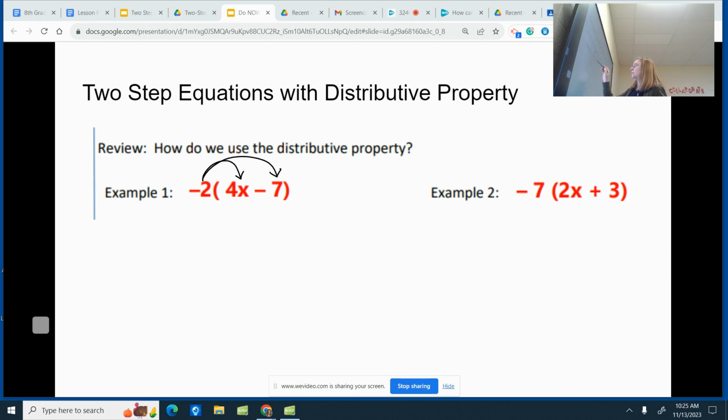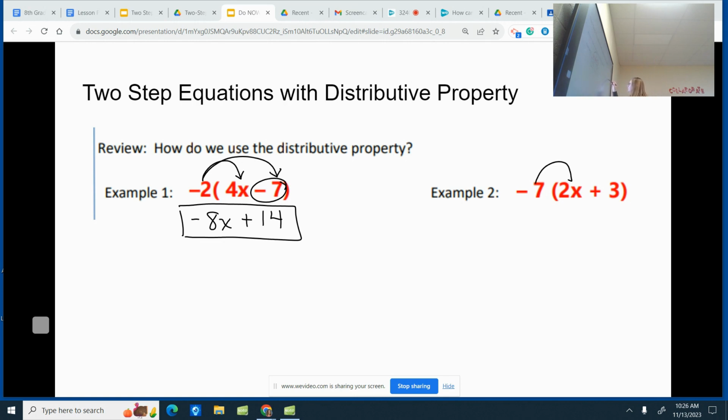So -2 times 4x, I get -8x. Now, I'm going to take the -2 and I want to multiply it by that whole term, which is -7. So -2 times -7 becomes +14. Okay? So when I simplify, that is how it looks. Let me do the other one.